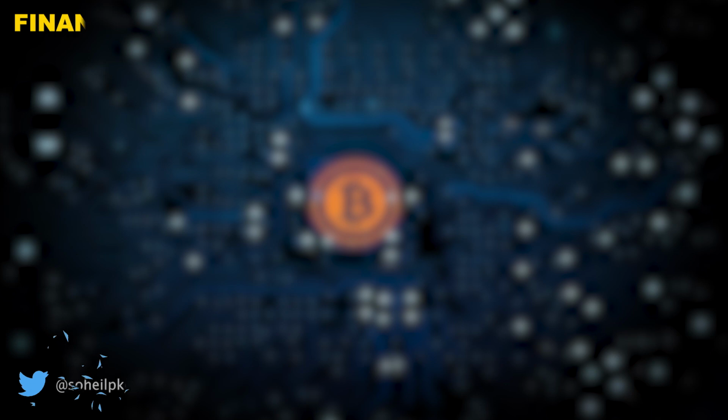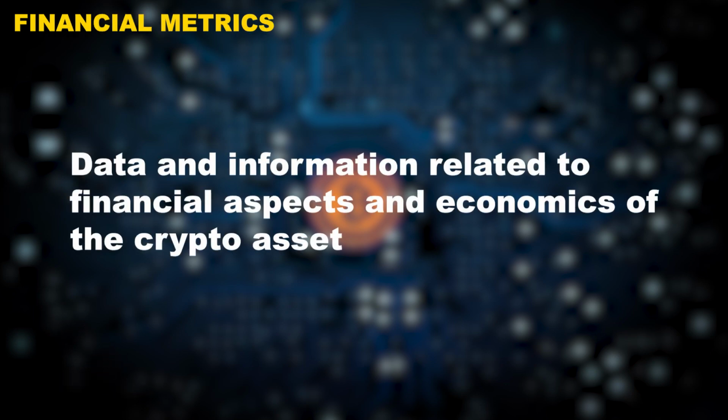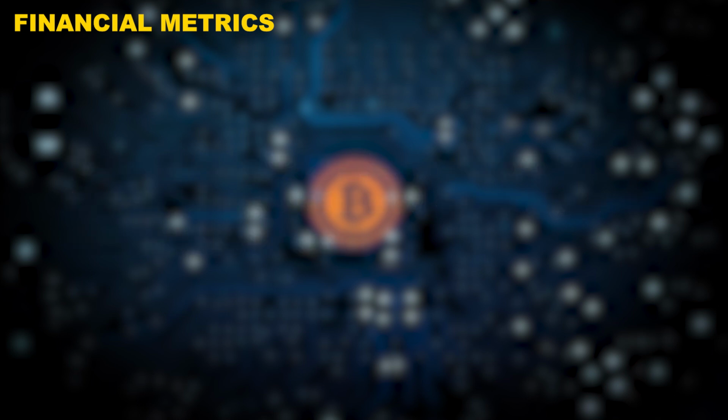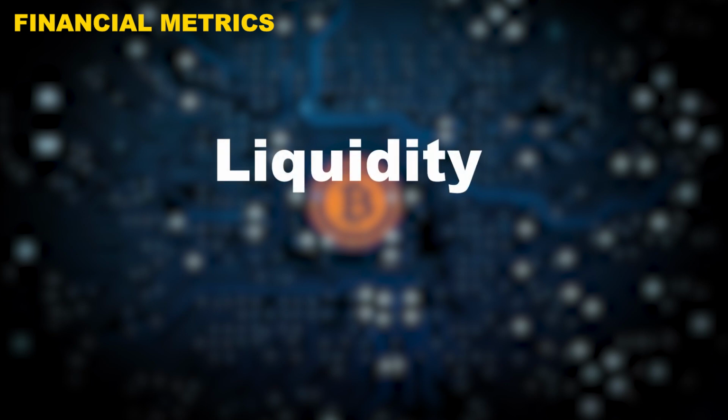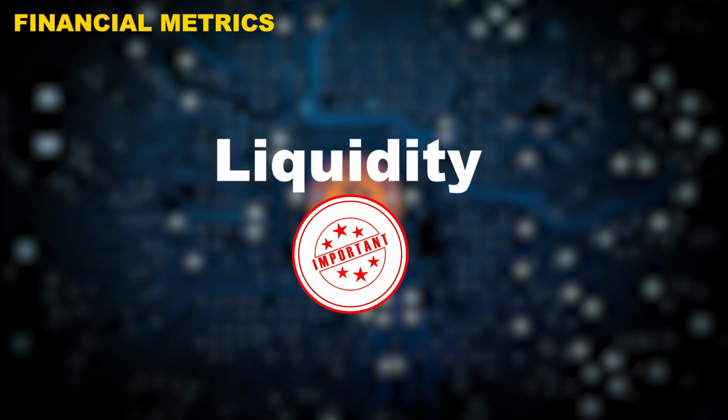Alright, let's begin with financial metrics. In this category, we deal with data and information related to the financial aspects of the asset, like trading volume, liquidity, market cap, and other factors related to the economics of the asset. One of the most important factors for investing in any kind of asset is liquidity, and when it comes to crypto assets, it's extremely important.